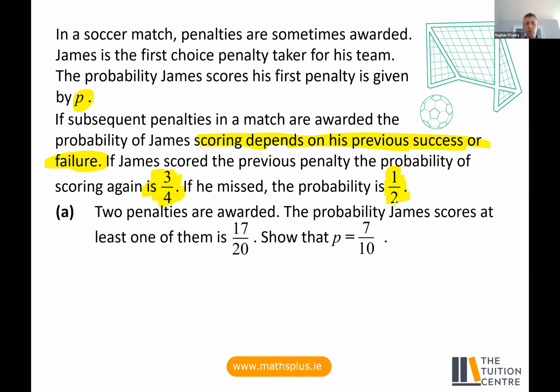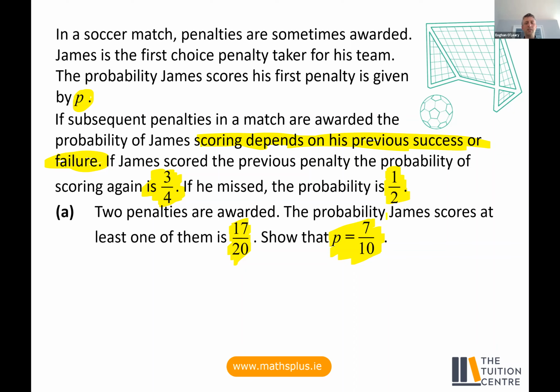Okay, 2 penalties are awarded. The probability James scores at least one of them is 17/20. Show that P is equal to 7/10. Well, with this question, that phrase I use for probability: first you work out the logic, then you work out the maths. That's what we have to do here.